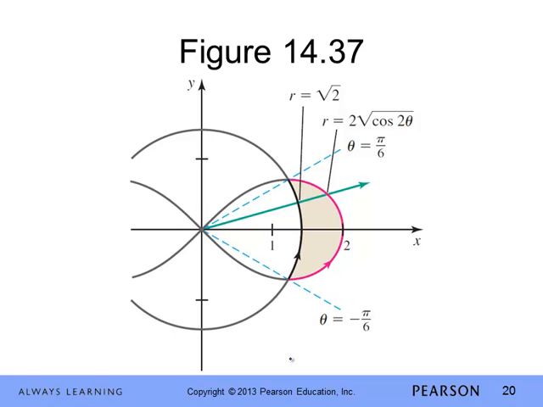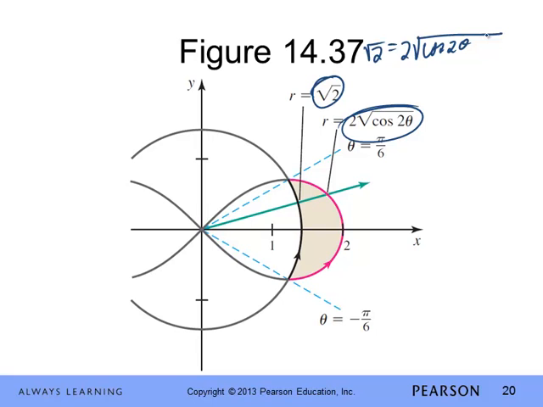So you get this thing for r. And then to find those limits for theta, you set the two functions equal to each other. You take this function, set that equal to this function. So you have square root of 2 is equal to 2 times the square root of cosine of 2 theta. Do the algebra to solve for theta.